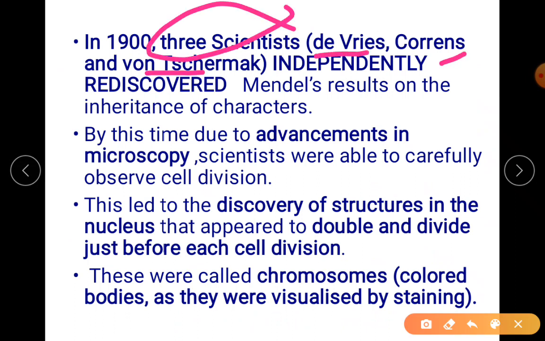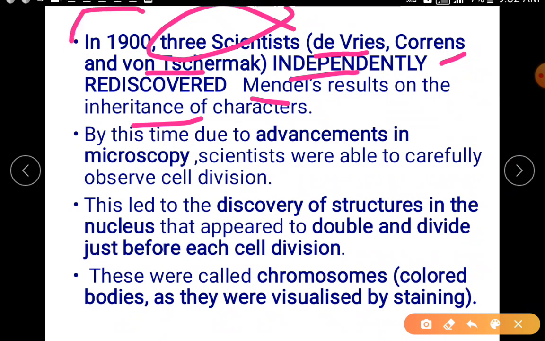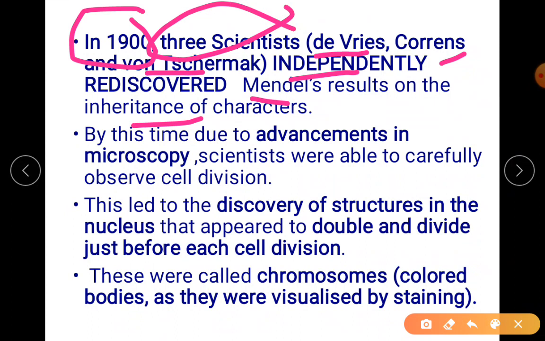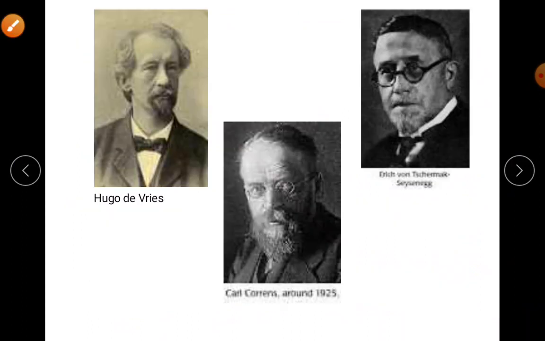These three scientists took Mendel's work of inheritance, and these three were not together. In the year 1900, they came to know that Mendel did some work and could not achieve it because of certain drawbacks. So all those four points are your drawbacks.